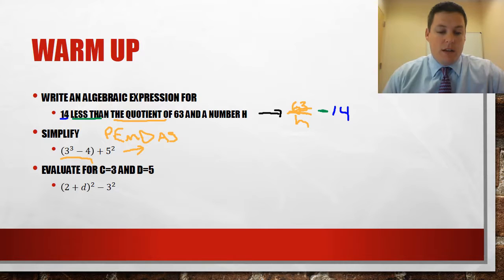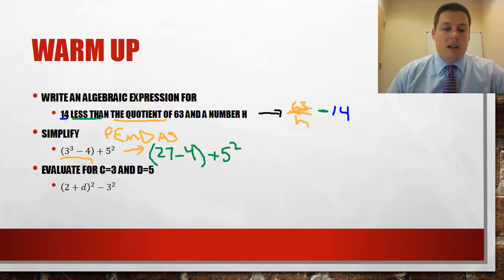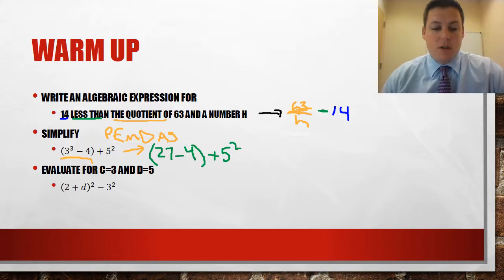and then inside the parentheses, we are going to do the exponent first. So 3 cubed is 27. So we're going to keep the parentheses, 27 minus 4 plus 5 squared. All right, so we're working inside the parentheses, and we did the exponents. So now we have to do the other operation.